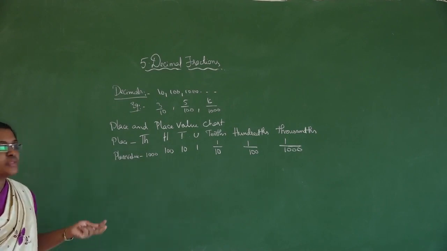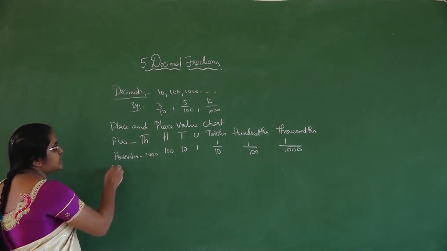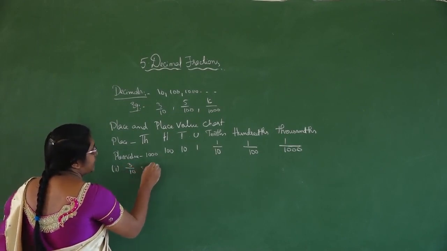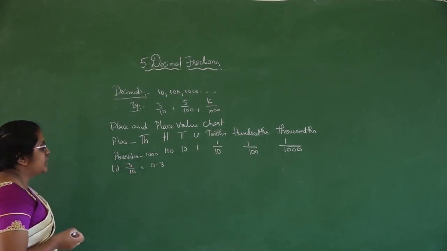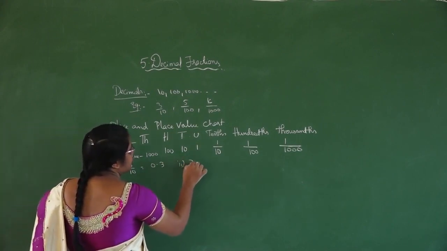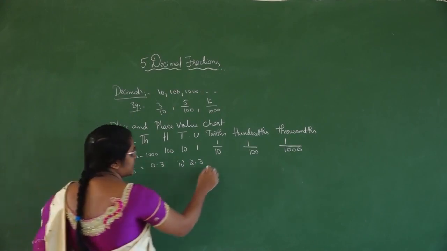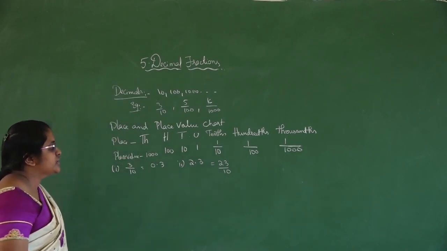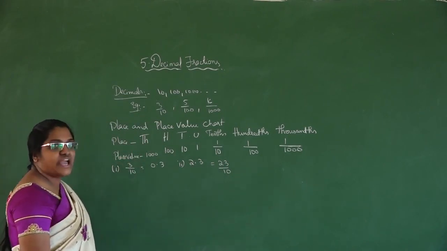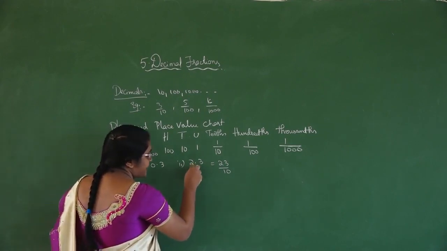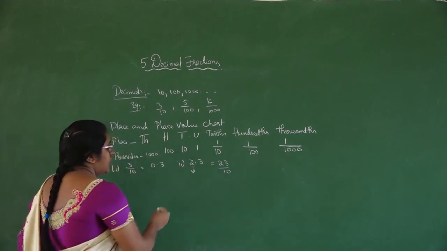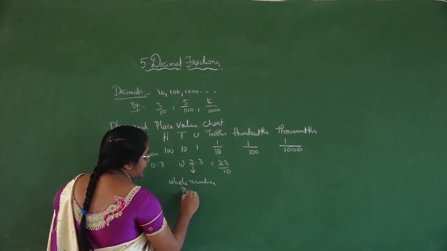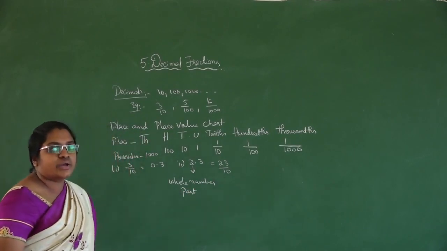Now some important points. See these decimal fractions, for example 3 by 10 can be written as 0.3. Second example, 2.3 can be written as 23 by 10. This decimal fraction has two parts. The first part is called the whole number part or integral part.